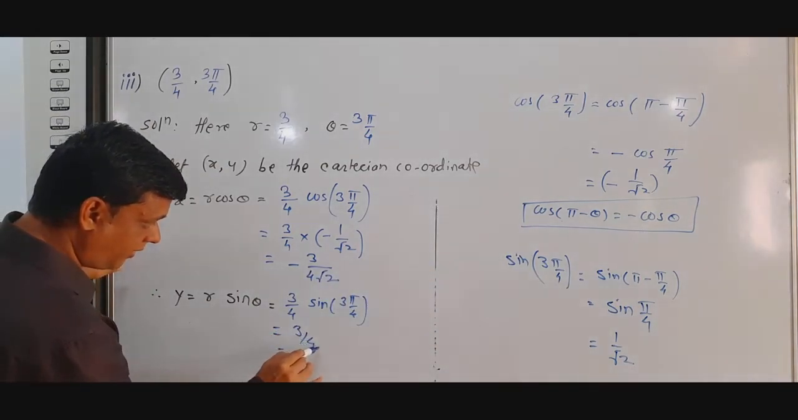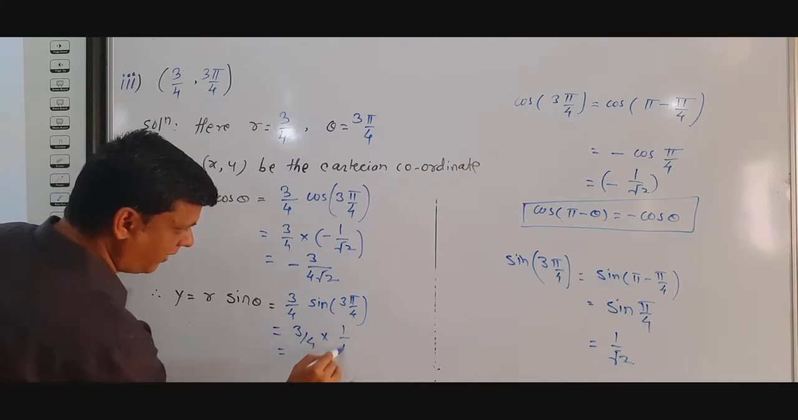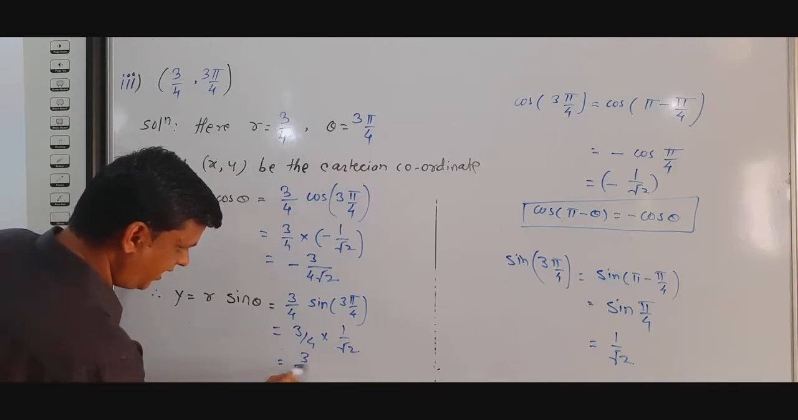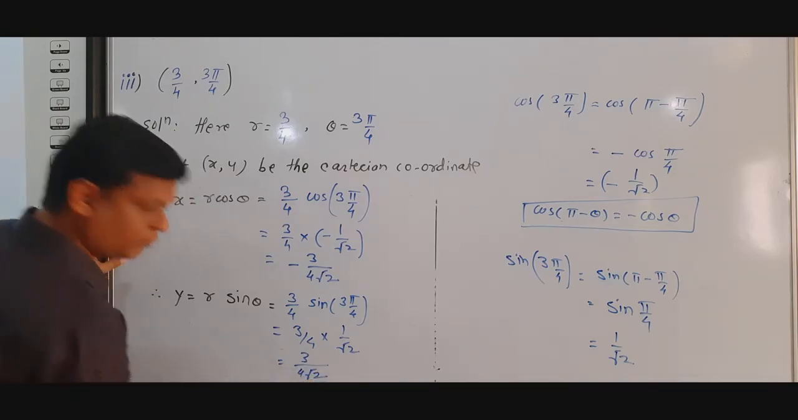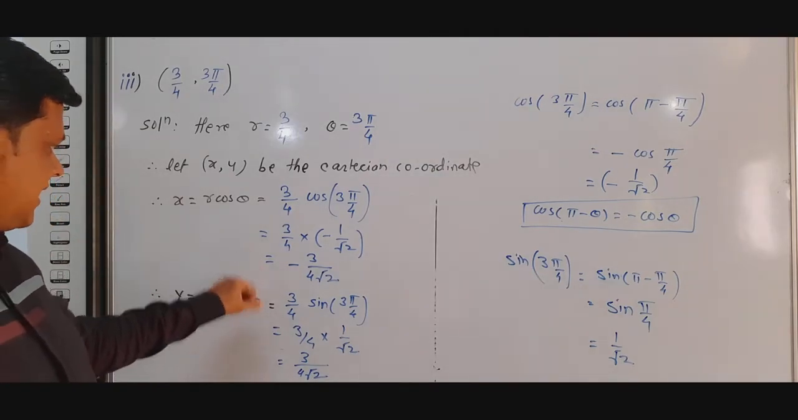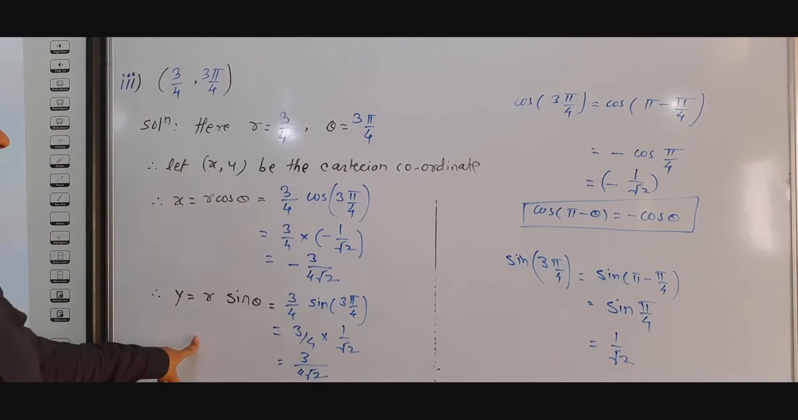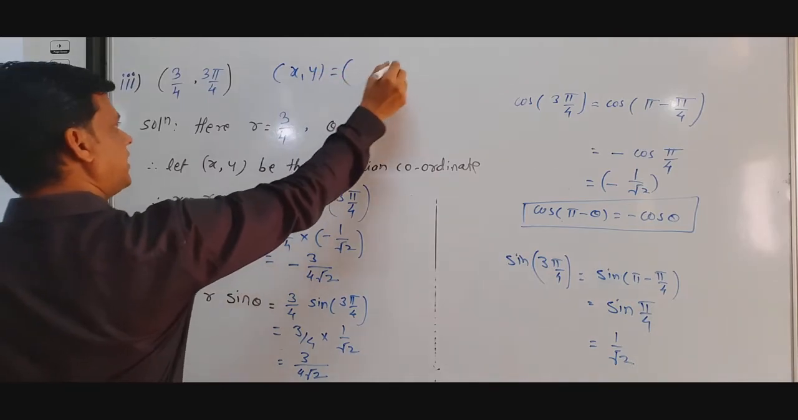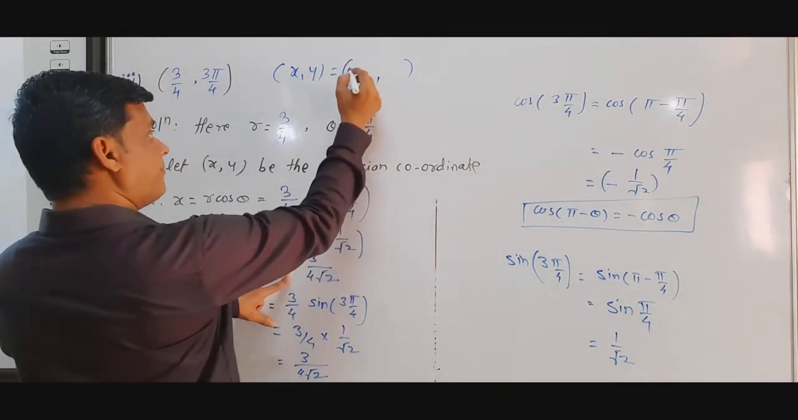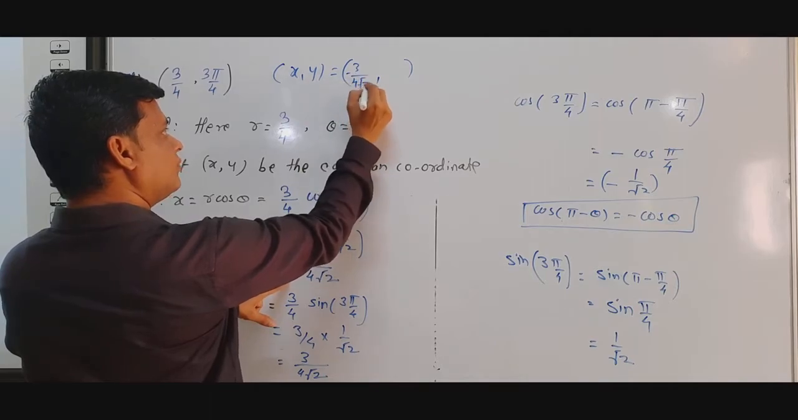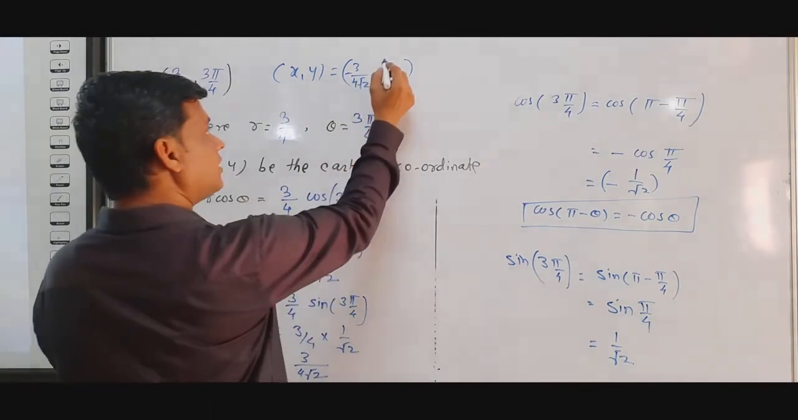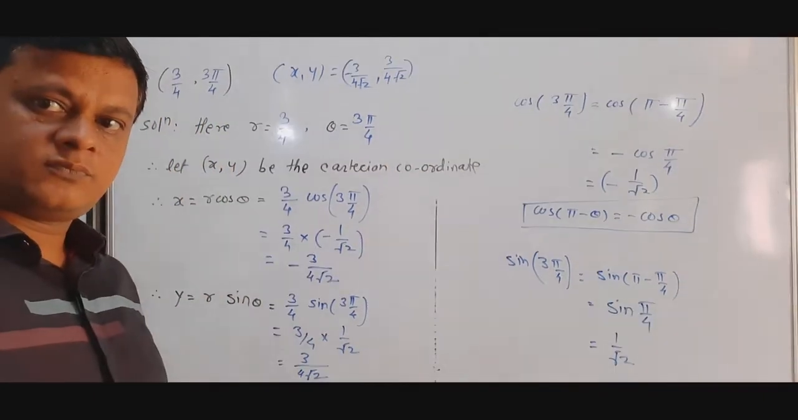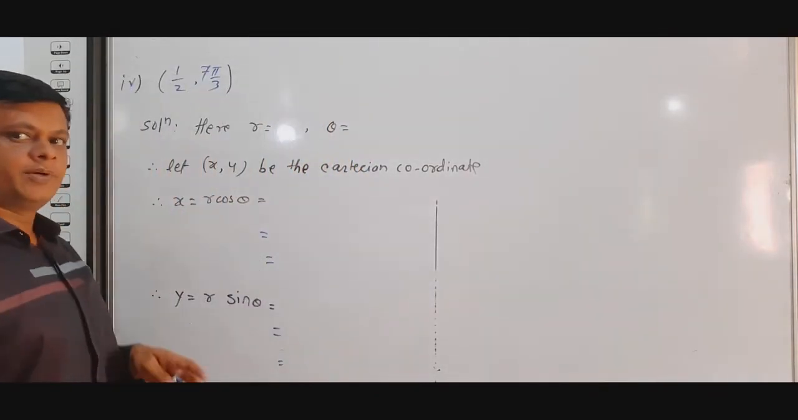So from this, 3 by 4 into 1 by root 2, we get the value 3 upon 4 root 2. Now these are the values for the x and y coordinates. Therefore we write the Cartesian coordinates as x coordinate minus 3 upon 4 root 2, and y coordinate 3 upon 4 root 2.